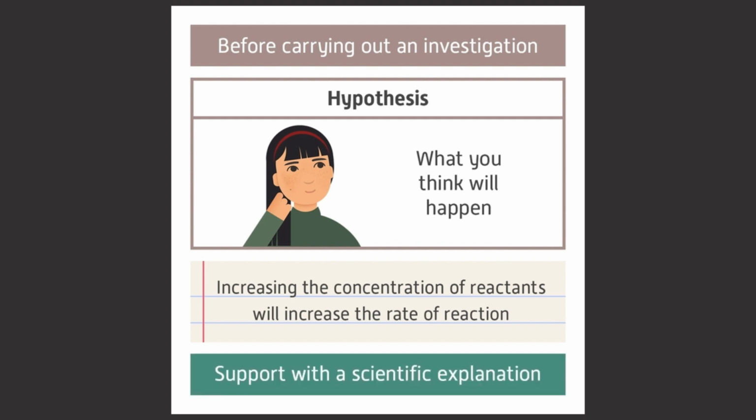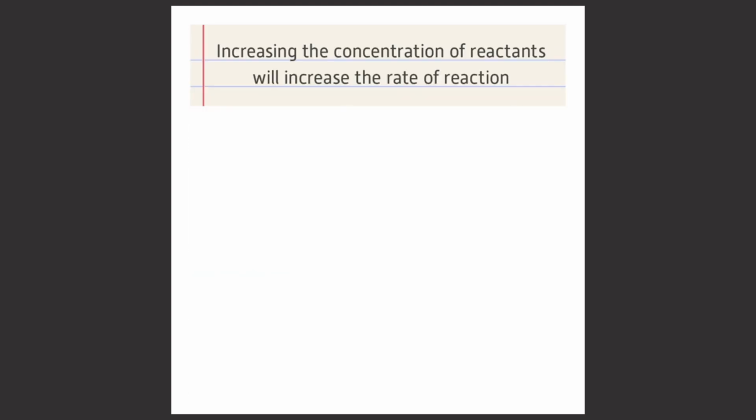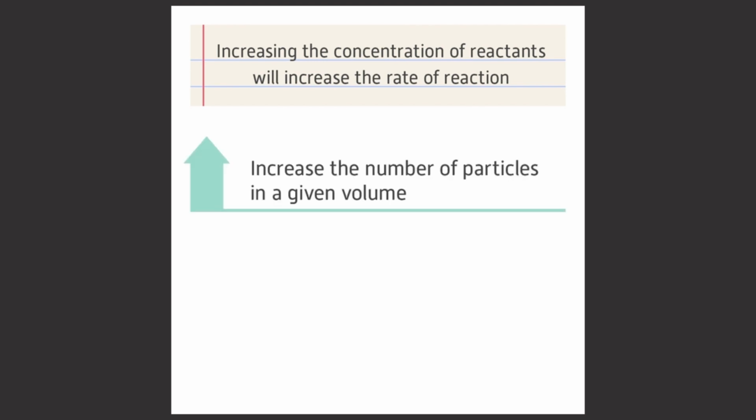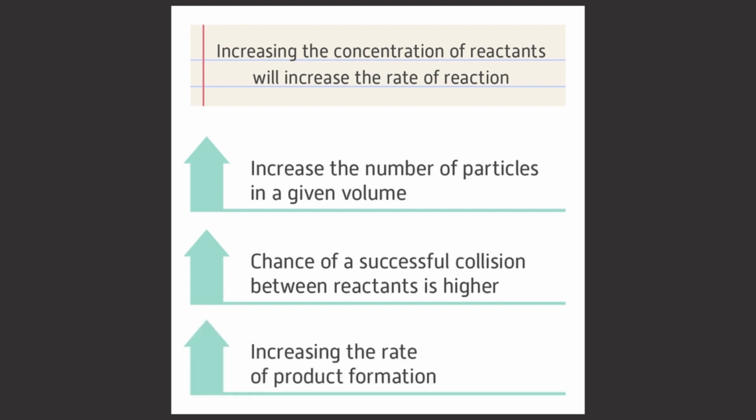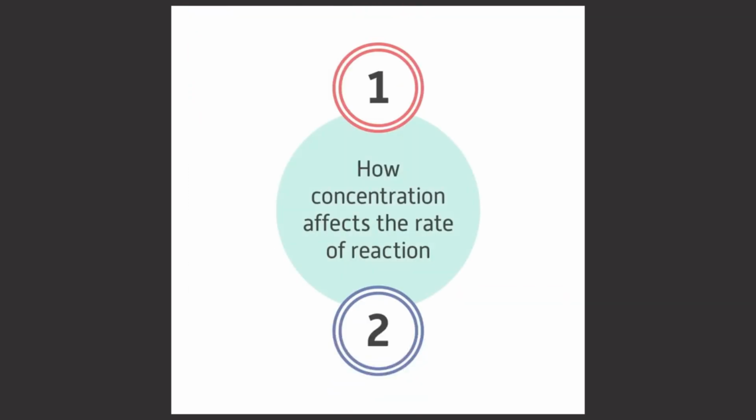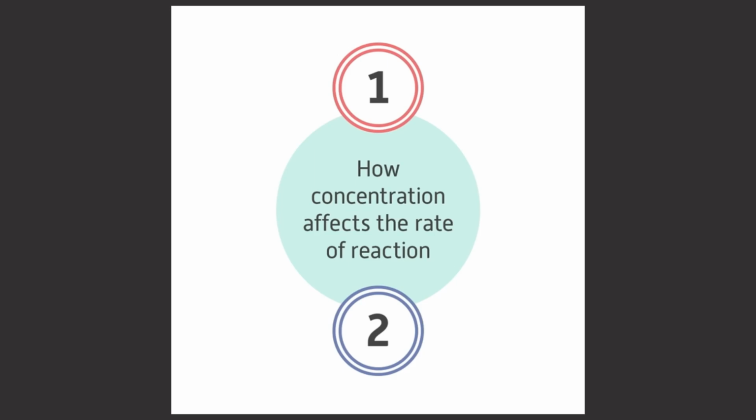You should be able to support your hypothesis with a scientific explanation. In this case, increasing the concentration of the reactants will increase the number of particles in a given volume, so the chance of a successful collision between reactants is higher, increasing the rate of product formation. We will take a look at two different methods of investigating how the concentration affects the rate of reaction.